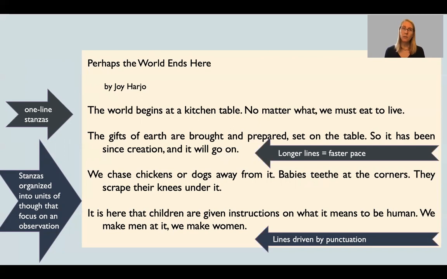Right? And I want to point out that the little indent, if we look at the second stanza, the gifts of earth are brought and prepared, set on the table, so it has been since creation, and it will go on. That little caesura, traditionally in a poem like this, means that this line is only broken there because it can't fit on the page.